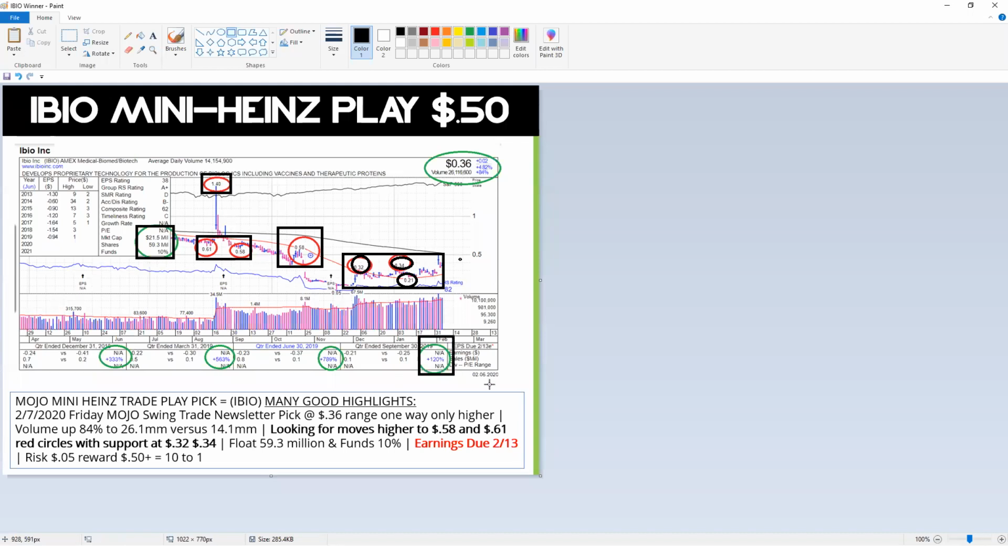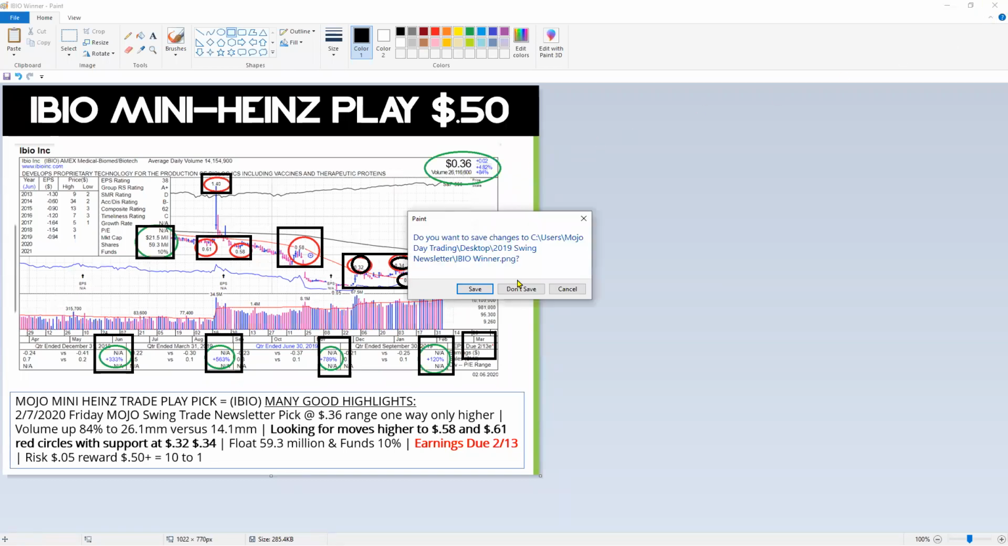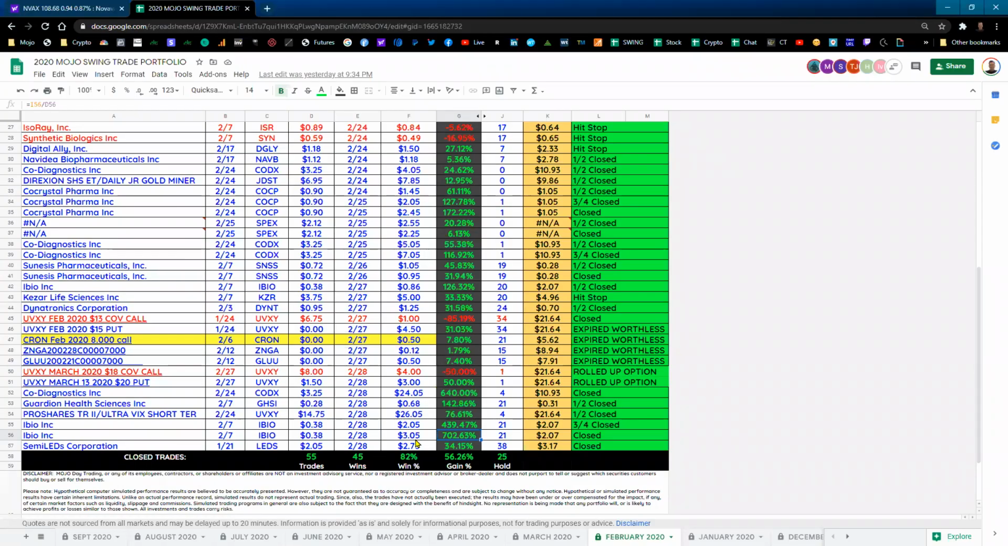Look at this. 1 good quarter, 2 good quarters, 3 good quarters, 4 good quarters. The C and the A is there. They have proprietary technology for the production of vaccines and proteins, looking for the move higher. New swing pick, earnings coming due on 2/13. I already know what the earnings are. Blow away. Stock went from 36 cents on 26 million at that time, and it went to 305.